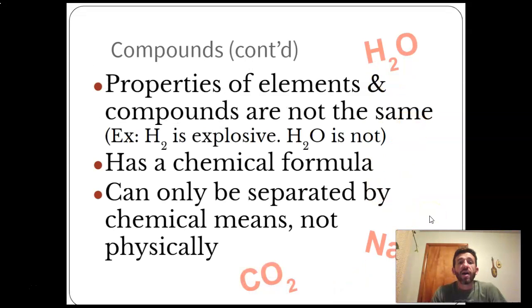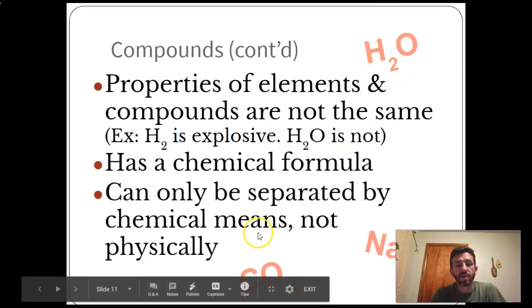All right. The properties of a compound will be different than the properties of the elements because that chemical bond changes things. Hydrogen, for example, is explosive and water puts out fire. But water has hydrogen in it. Compounds will have chemical formulas and they can be separated chemically. For example, if you put a 9-volt battery in water, you will start breaking down that water into hydrogen gas and oxygen gas. But that's a chemical change. It's not a physical change. Compounds can only be separated chemically because you have to break the chemical bond between them.